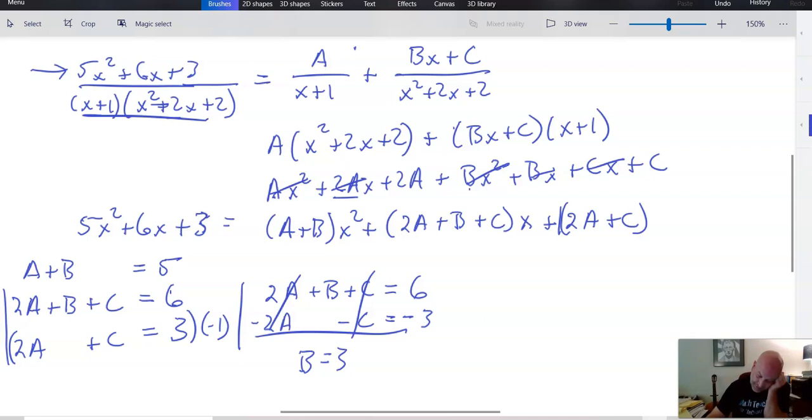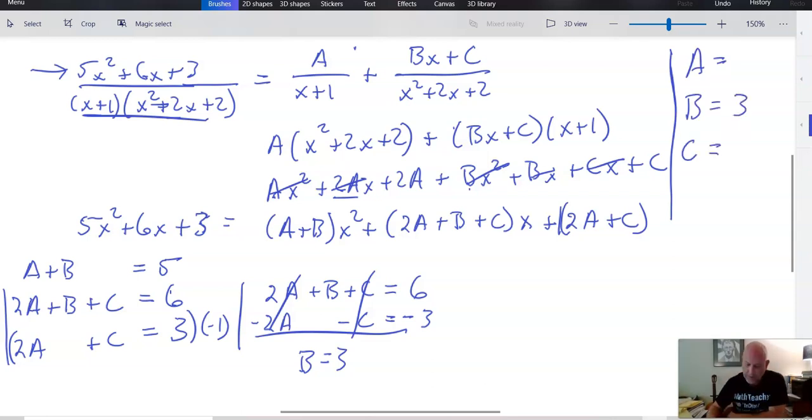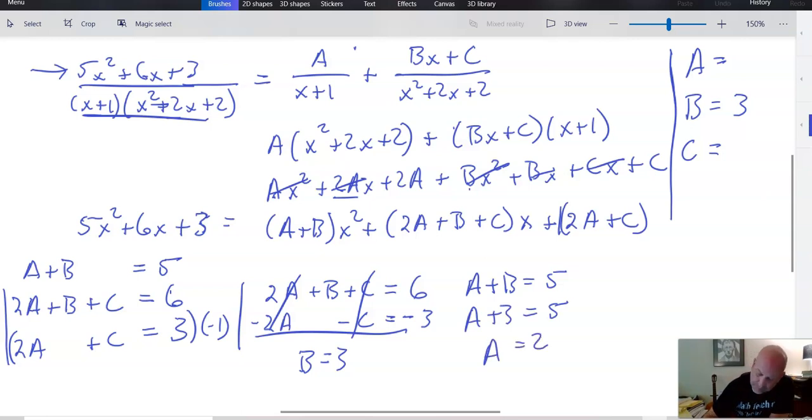So those are the things I'm looking for: a, b, and c. I just found out b is 3. So how can I get a hold of other stuff? Well, I know a plus b equals 5, and if b is 3, then a plus 3 is 5. So a is 2. So now I have a and b.